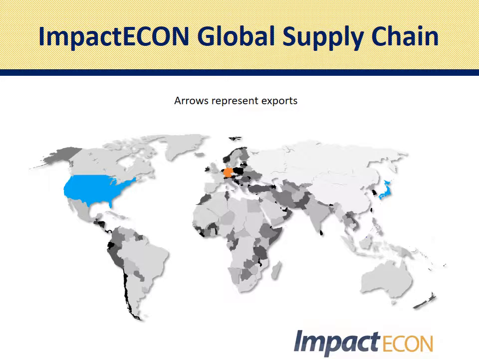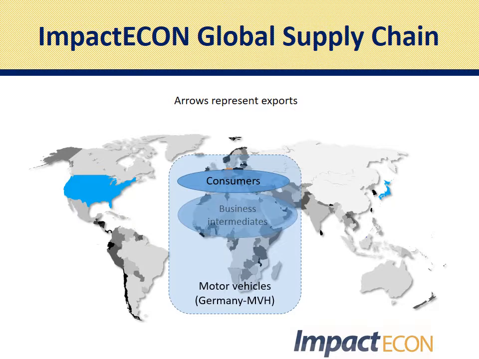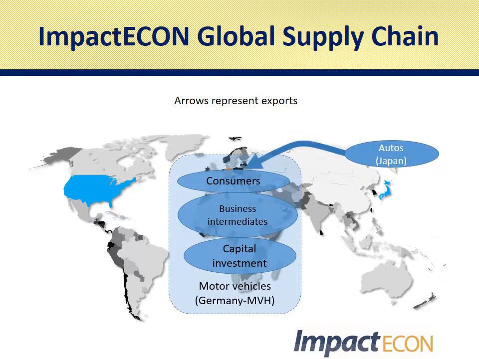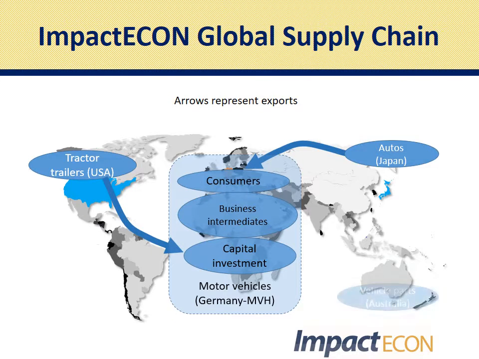We now replace the single MVH or motor vehicle category in GTAP with a new motor vehicle category which identifies imports by using agents, which include consumers, businesses, and capital investment and equipment. Looking at autos from Japan, we can now link these sales to consumers, the main user. Likewise, we can link the sale of tractor trailers to capital investment in the form of capital equipment. And most importantly, we can map business intermediates such as auto parts to the manufacturer of the final good.